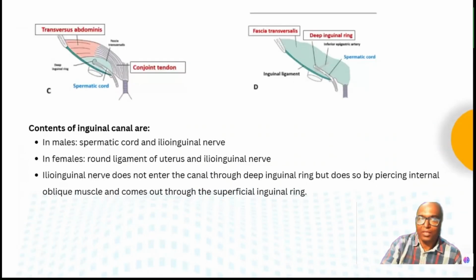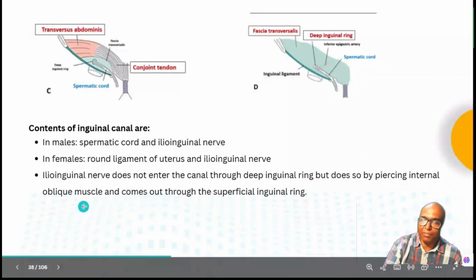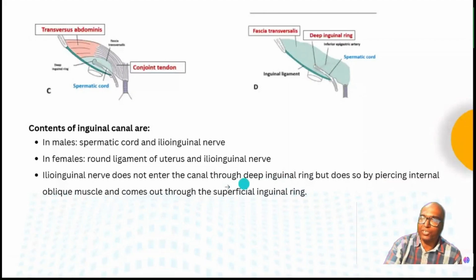Now, contents of the inguinal canal. In males, it is the spermatic cord and ilioinguinal nerve. In females, round ligament of the uterus and the ilioinguinal nerve. And the most important sentence: the ilioinguinal nerve does not enter the canal through the deep inguinal ring, but it does so by piercing the internal oblique muscle and comes out through the superficial inguinal ring.